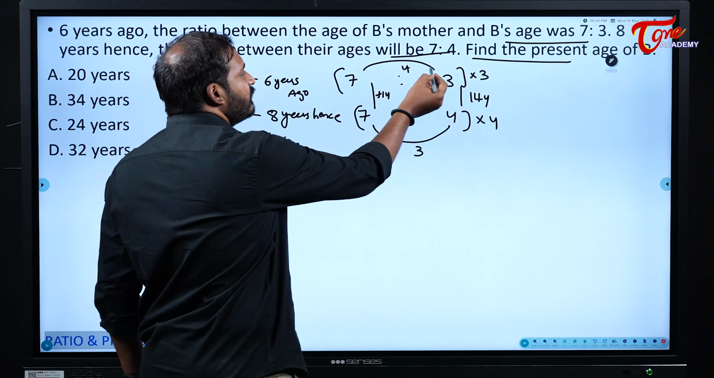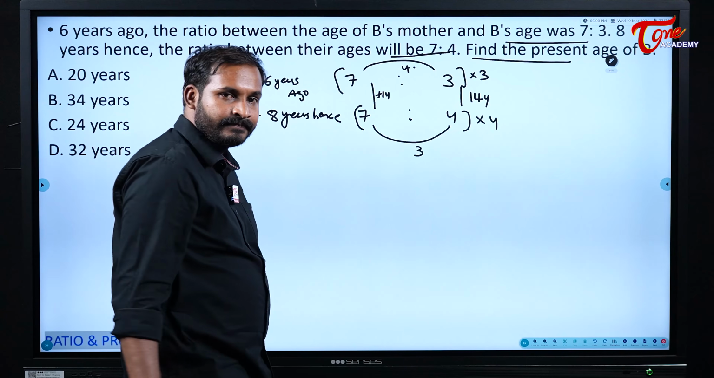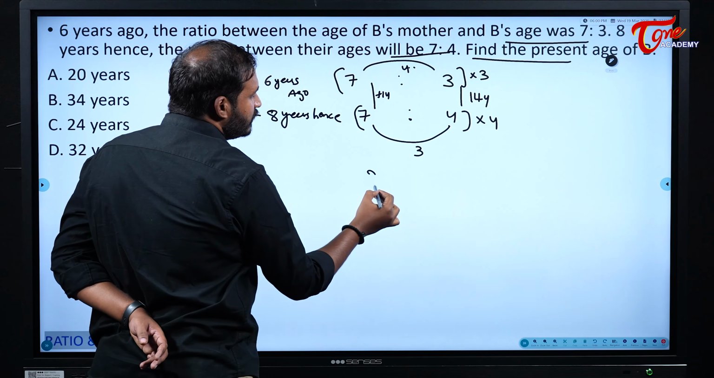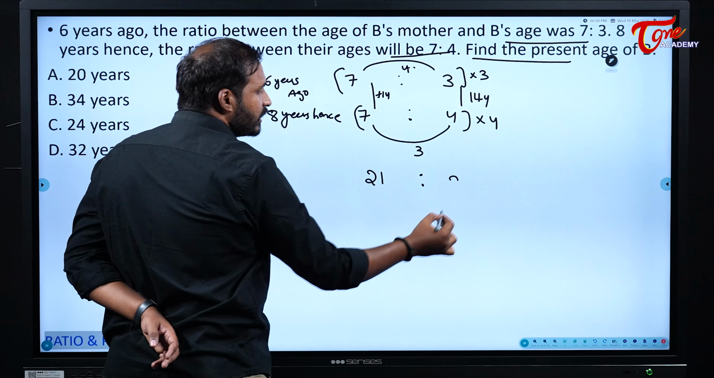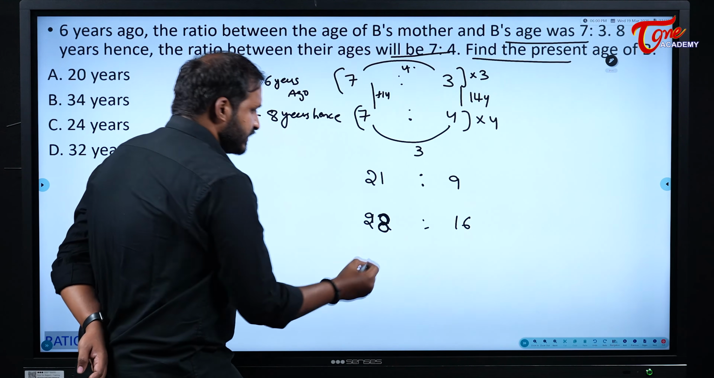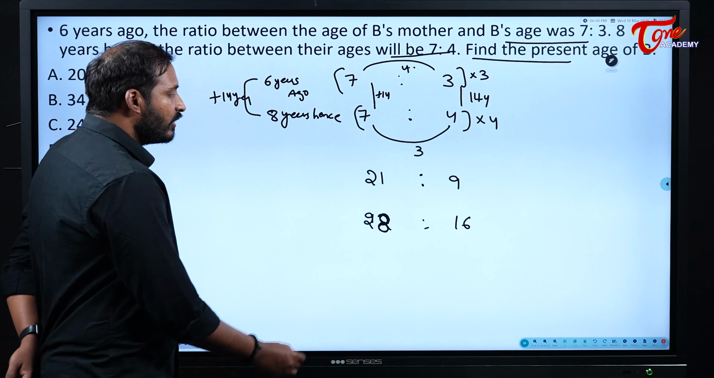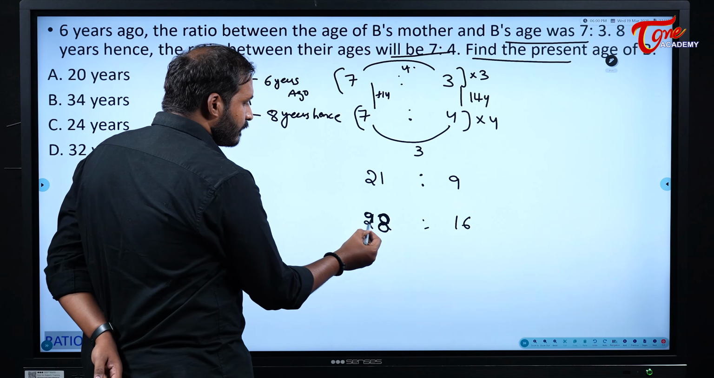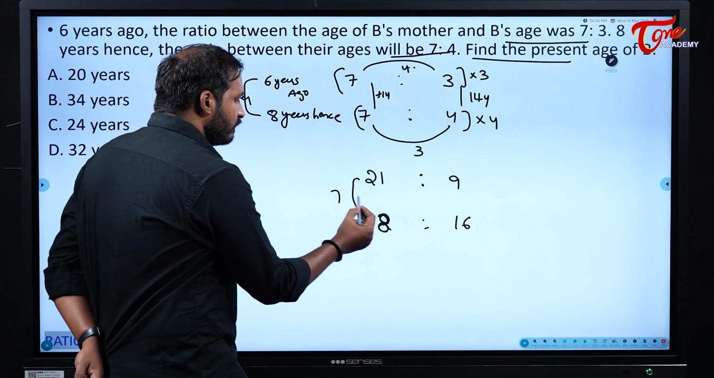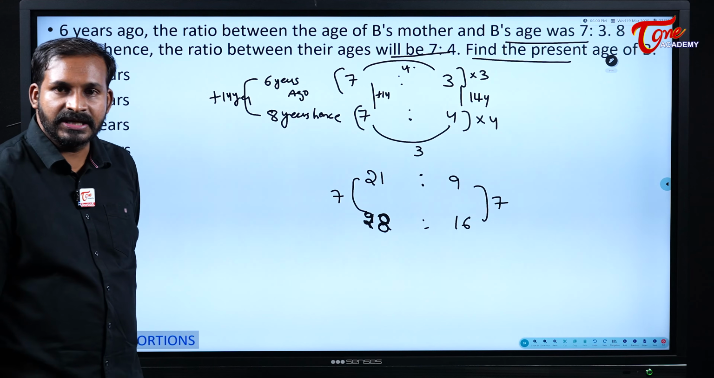For that, what I have done is multiply by the difference between these two here and the difference between these two here. So if I multiply, the new ratio will become 21:9. Okay, good. Next, this one will become 28:16. Now observe carefully, students. What is the difference between these two ratios? 7. Now the differences became equal, right?